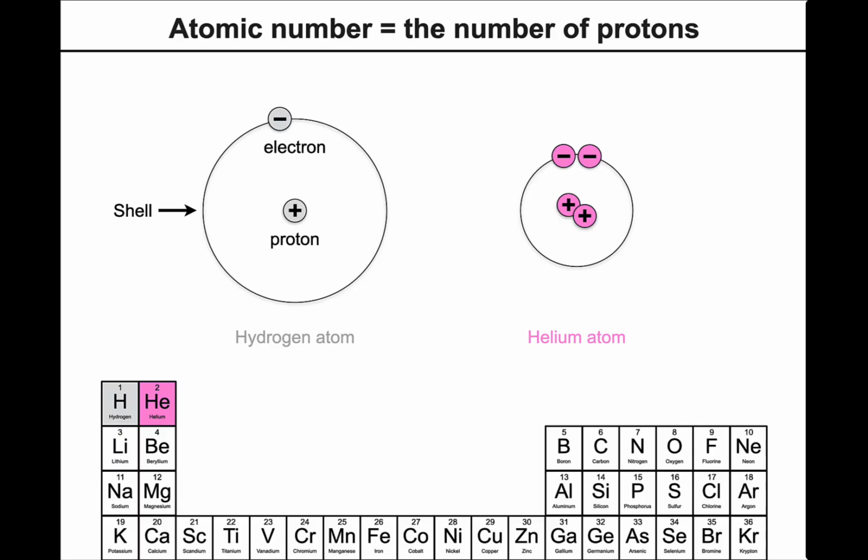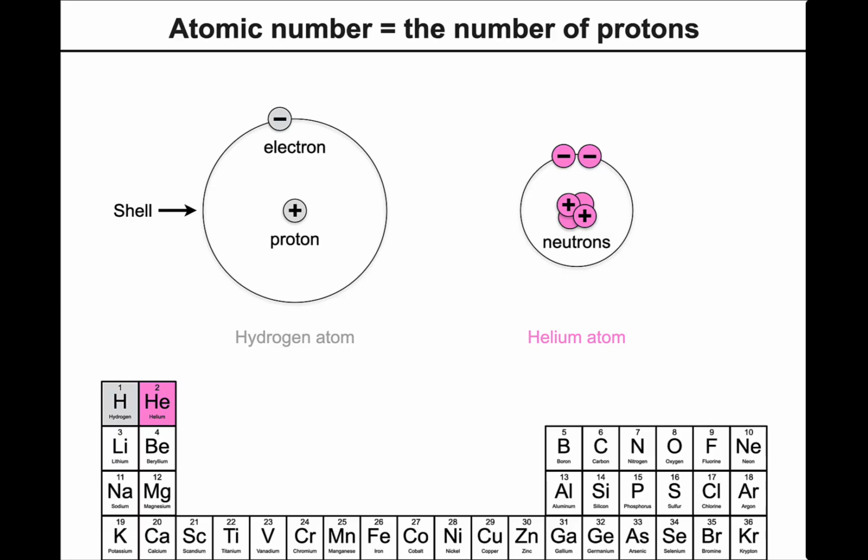What if I add neutrons to these atoms? What if I put one neutron in the helium atom or a second neutron in the helium atom? Does that change what atom or element it is? No, it's still a helium atom. Something that we're going to see a lot in this unit is atoms with different numbers of neutrons. This becomes a very interesting topic.